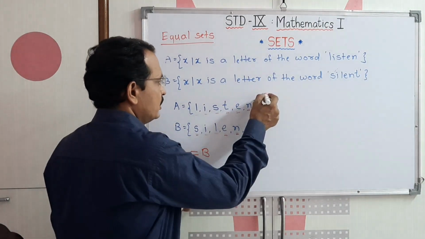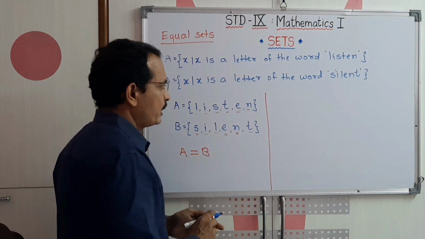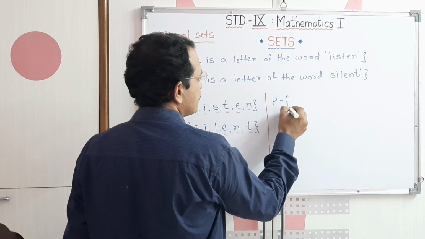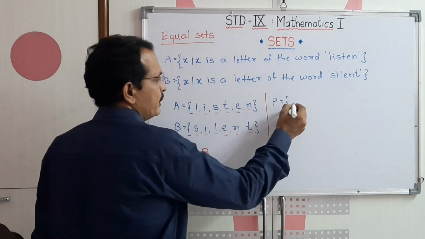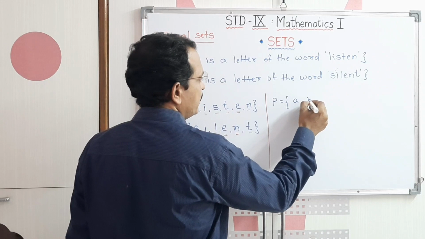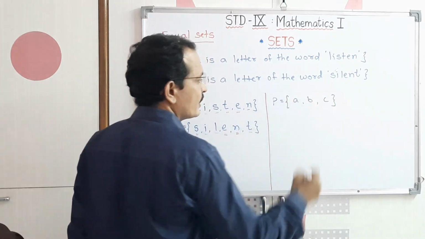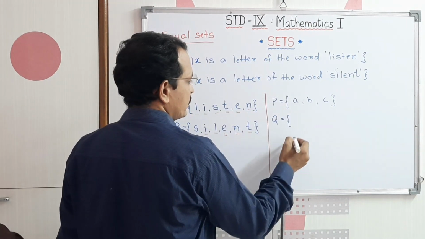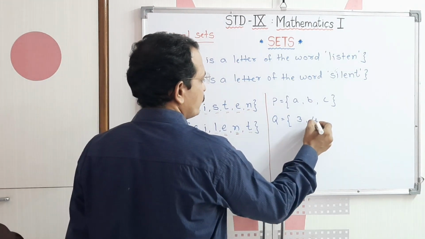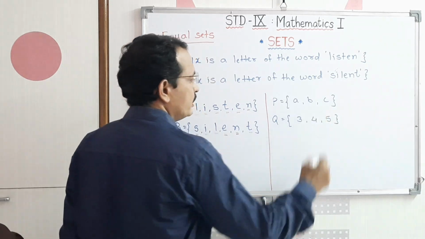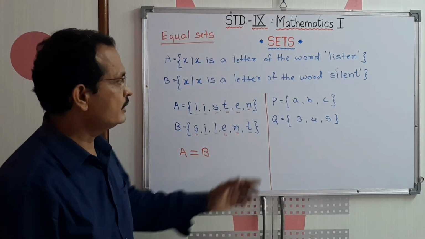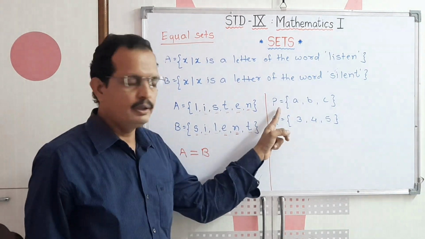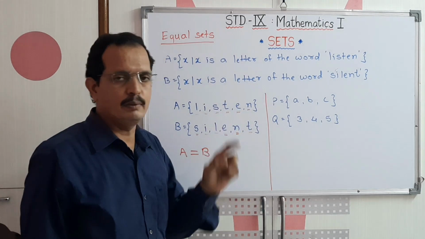Now let's see another example, another pair of sets. Here I write set P. This set P consists of elements a, b and c. Then set Q is there, which is in list method. It contains 3, 4 and 5. These both sets contain 3 elements. There are 3 elements in set P. Set Q also consists of 3 elements.